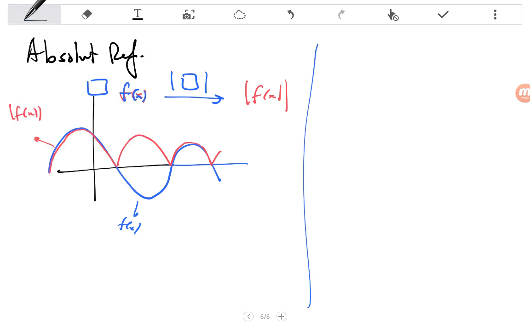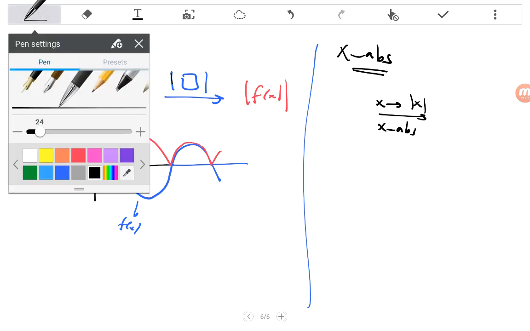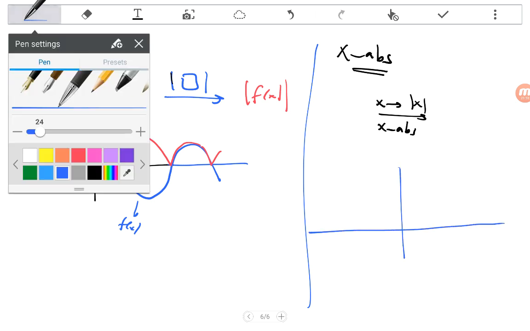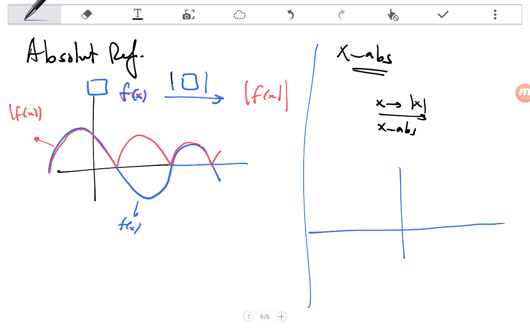Also we have x absolute. What is x absolute? Instead of putting the whole function inside the absolute, I substitute for every x to be absolute x. So this is called x absolute. What would happen to a function in this case? Yes, this is a tricky one, a little bit different from all the previous transformations.